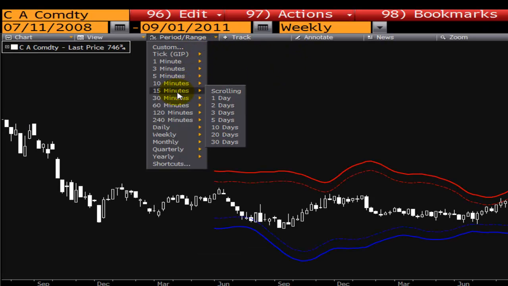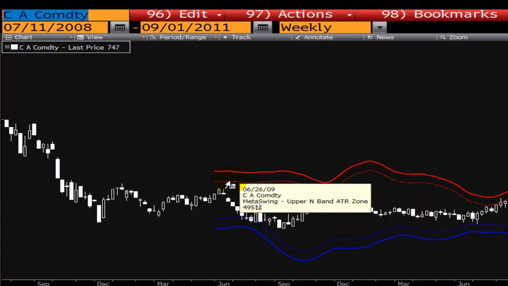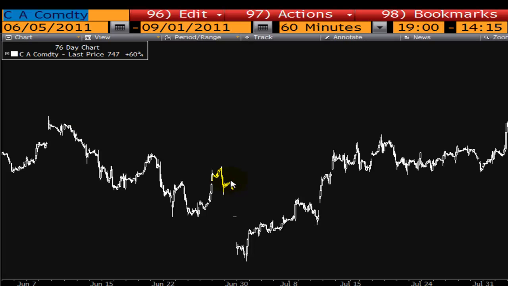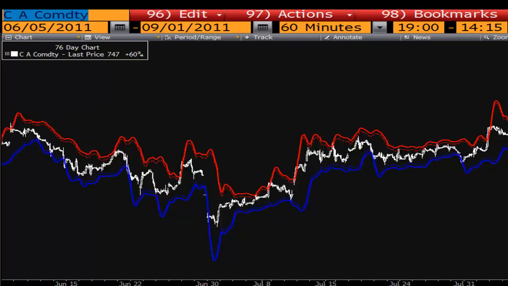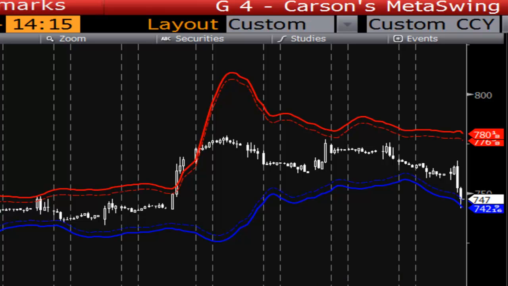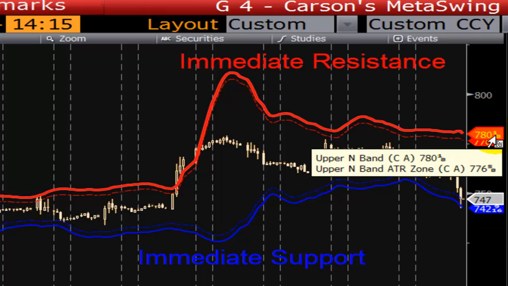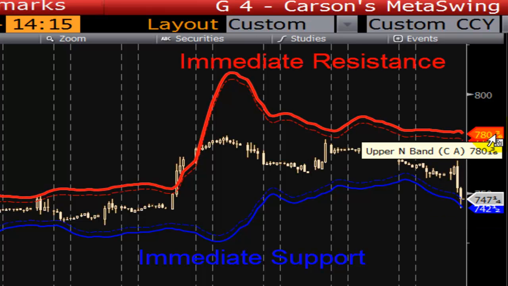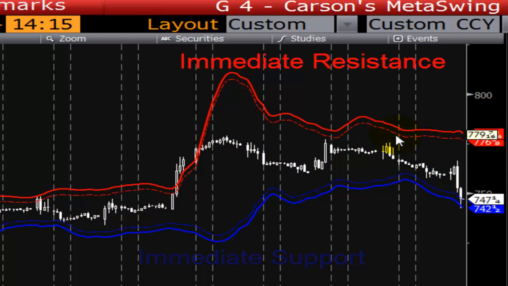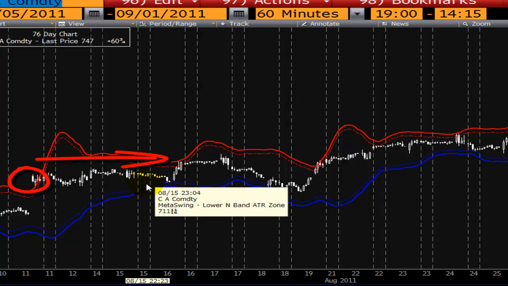Okay, here we're going to pull up corn, just to demonstrate the fractal ability of the MetaSwing suite, and we're going to look at intraday data on the hourly basis. Once again, you have the lower in-bands with the ATR range and the upper in-bands. The lower in-bands are immediate support, the upper in-bands are immediate resistance. As you'll see here, as price hops along, there's a penetration and then sideways movement.